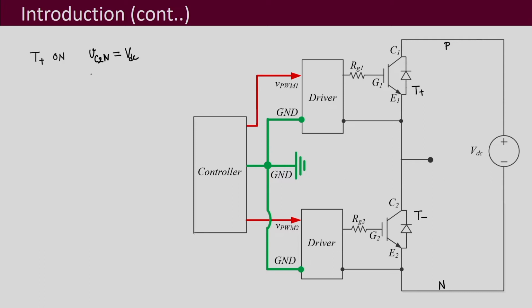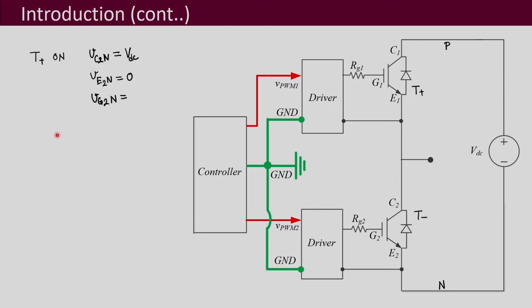This is VC2, the potential over here with respect to N, which is equal to VDC, and VE2N is equal to 0, because this is always connected to this N point. Now, what is the potential of VG2N? VG2N will be equal to whatever voltage is required to turn this IGBT off, because when T plus is on, your T minus is off.